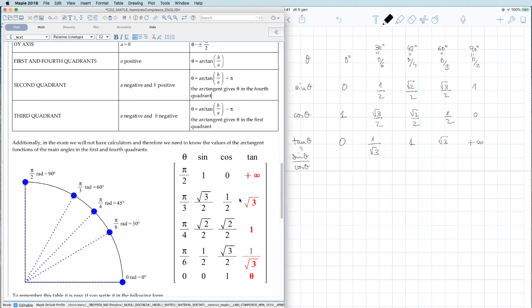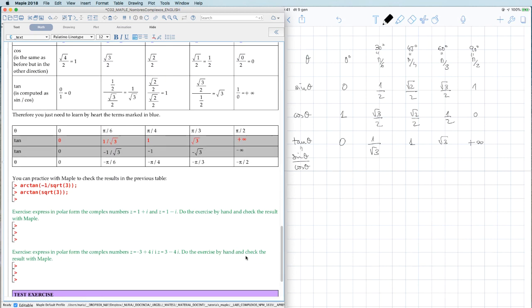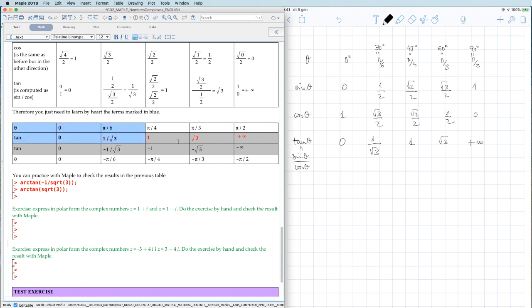Okay, so 0, pi over 6, pi over 4, pi over 3, pi over 2; sine: 0, 1 half, square root of 2 over 2, square root of 3 over 2, 1; cosine: 1, square root of 3 divided by 2, square root of 2 divided by 2, 1 half, 0; and the tangents. In this case, we only need the tangent value, so the ones in red, in order to move from binomial to polar. So we have these values here, which are very important. So these ones are the important ones.